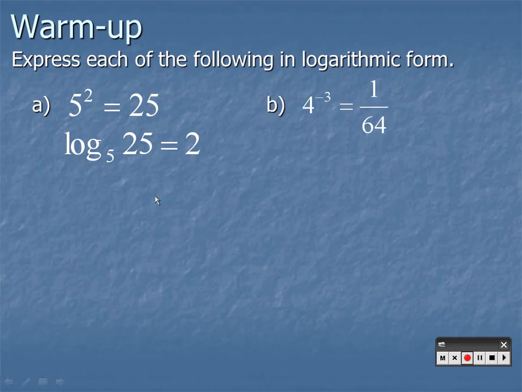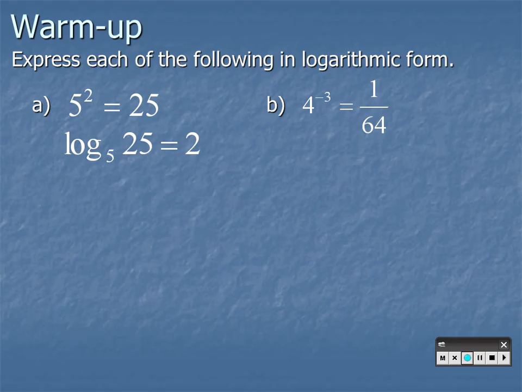Let's try another one. 4 to the negative 3 equals 1 over 64. Now let's remember what negative exponents do. We're talking about, instead of multiplying by 4 3 times, moving that to the denominator and dividing by 4 3 times. Well, what does that look like? It's still 4 to the power 3. 4 times 4 is 16, times 4 is 64, but because of the negative exponent, it's in the denominator.